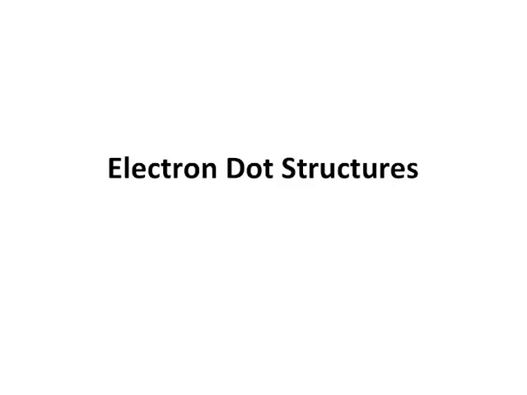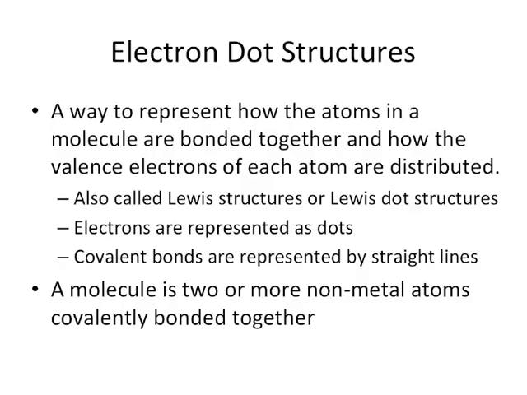In this video, we are going to look at how to draw electron dot structures for any molecule. First of all, an electron dot structure is basically a way to represent how the atoms in a molecule are bonded together and how the valence electrons are distributed around that molecule. You may also hear them called Lewis dot structures or Lewis structures.